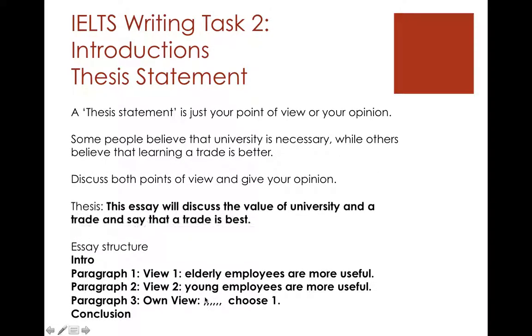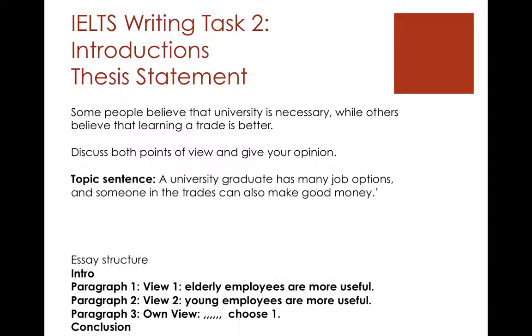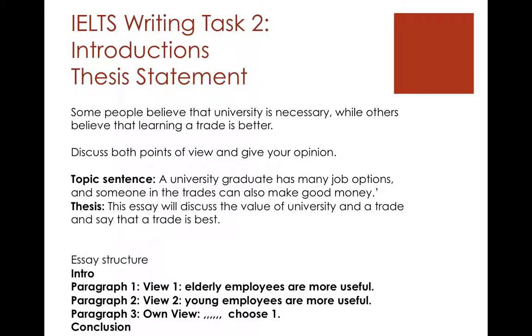So let's take a look. This essay will discuss the value of university, that's view 1, and a trade, that's paragraph 2, and say that a trade is best. That's going to be paragraph 3. Okay, so paragraph 1, value of university. Paragraph 2 is a trade. Paragraph 3, trade is best. We did exactly what the exam asked us to do. So let's put them together. There's our topic sentence, and there's our thesis.